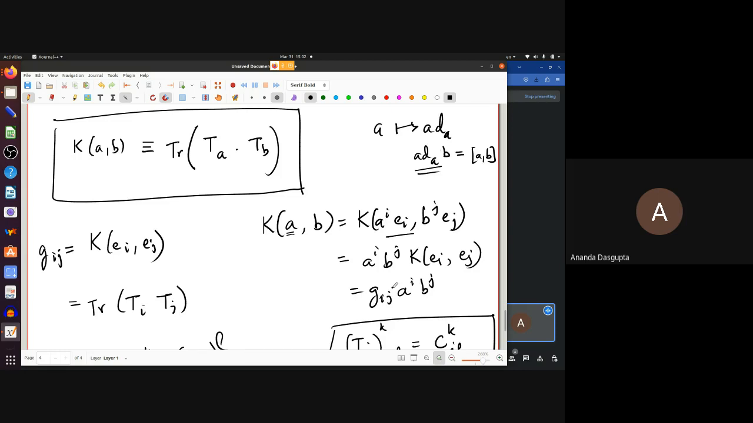So instead of the Killing form of A comma B, I could define the inner product of A comma B to be trace of T_A transpose T_B. I could do that, and I would get a genuine inner product. It's just that in this case, that genuine inner product is not that useful. So we don't spend time discussing that. What is more useful is this one, despite not being an inner product.